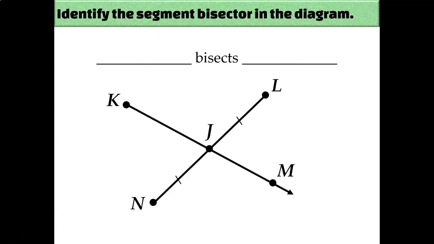Now I want you to pause the video and try this one on your own. Fill in those blanks. What bisects what? Give it a try. The correct answer would be that ray KM bisected segment NL. NL has been cut into two congruent segments, NJ and JL are marked as congruent to each other, and the thing that cut it in half is ray KM, because KM goes through the midpoint of that segment, point J, so KM is the segment bisector of segment NL.